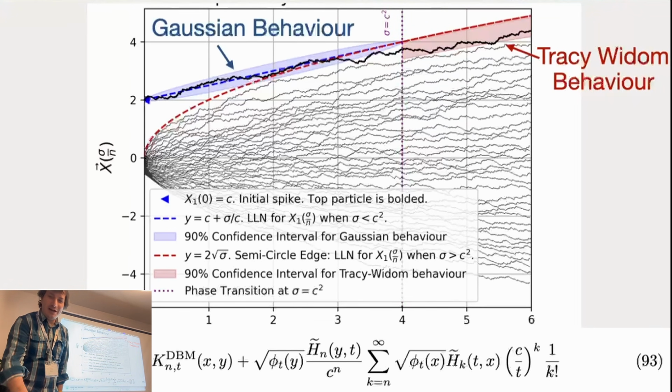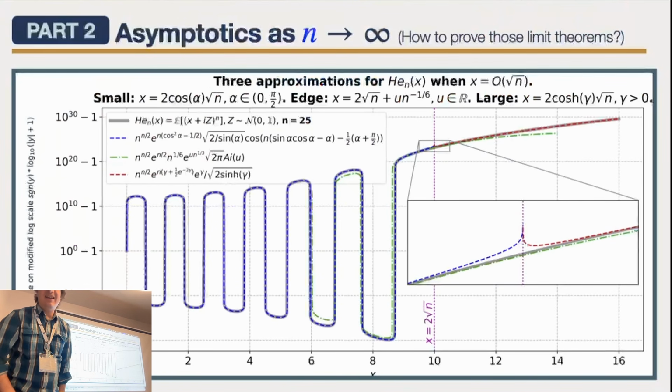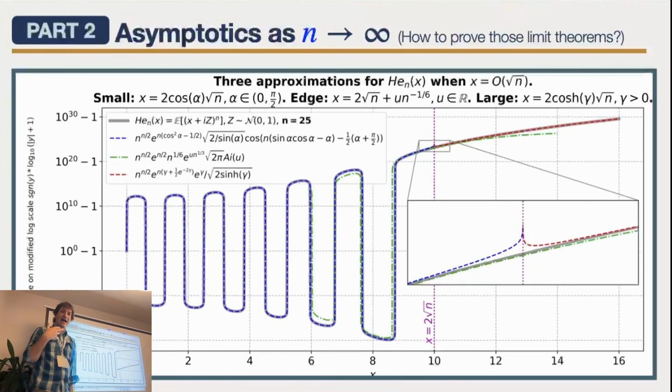Okay, we're going to move on to the next question, which is, how do you prove these theorems? How do you do it? And we have these nice asymptotics, these limits of the Hermite polynomials. And some of this is quite old, as I'll explain. But I think our approach is new and is more intuitive.